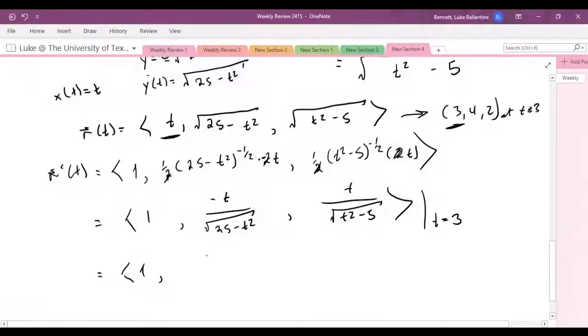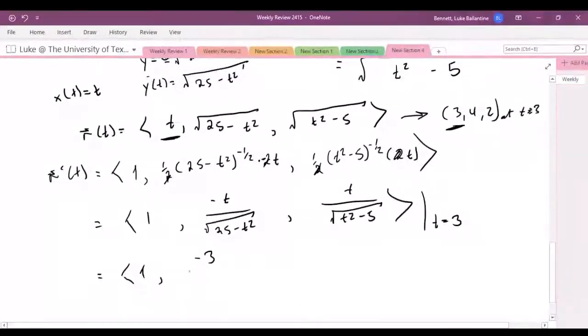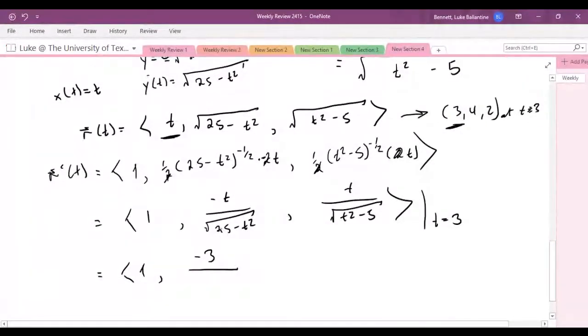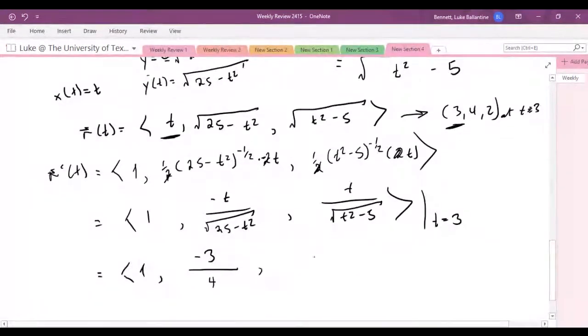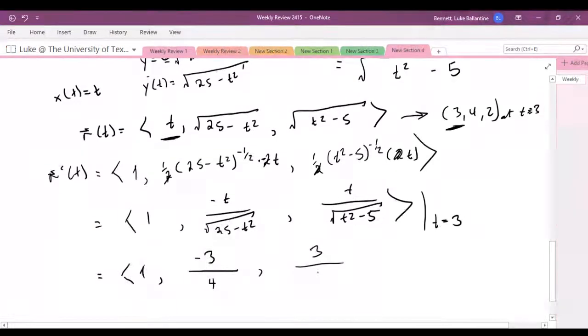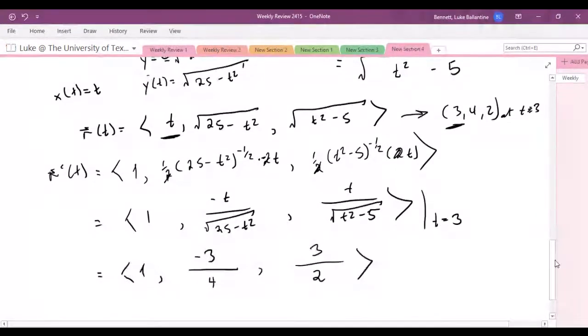So we get 1, negative 3 divided by the square root of 25 minus 3 squared in the denominator. That's 25 minus 9, which is 16, and the square root of 16 is 4. And then we have 3 over the square root of 9 minus 5, which is 4, and the square root of 4 is 2.